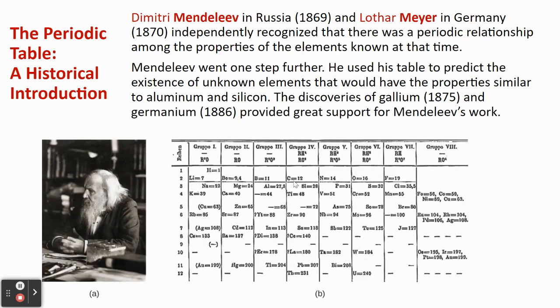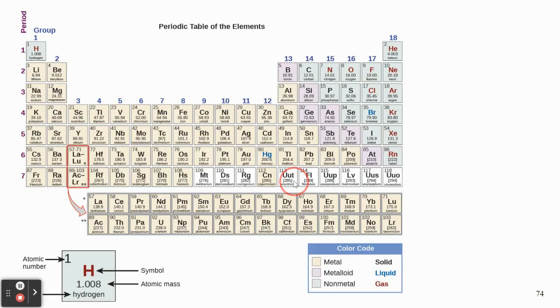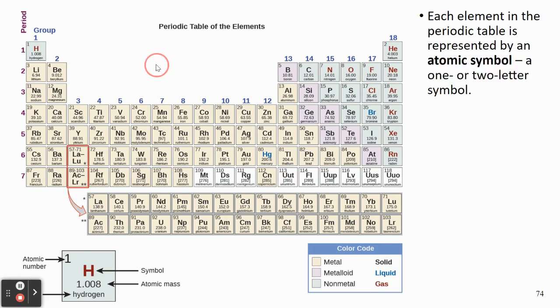And this is just a kind of picture of what an early Mendeleev periodic table looked like. Now, when we look at the periodic table, there are some things that we need to know generally first. So each element is represented by a chemical symbol. The chemical symbol is a 1 or 2 letter symbol for that particular element.